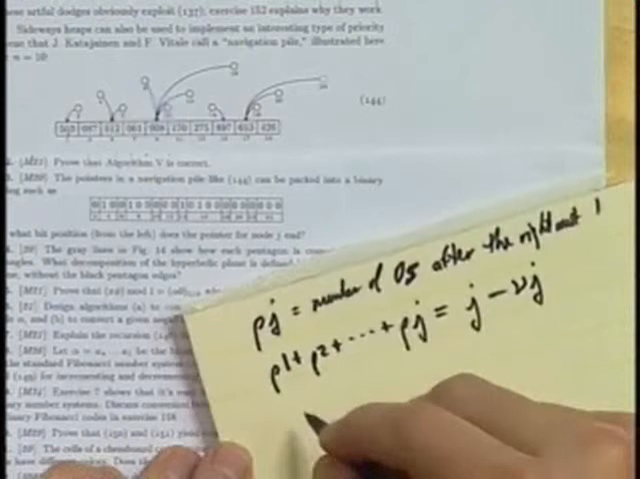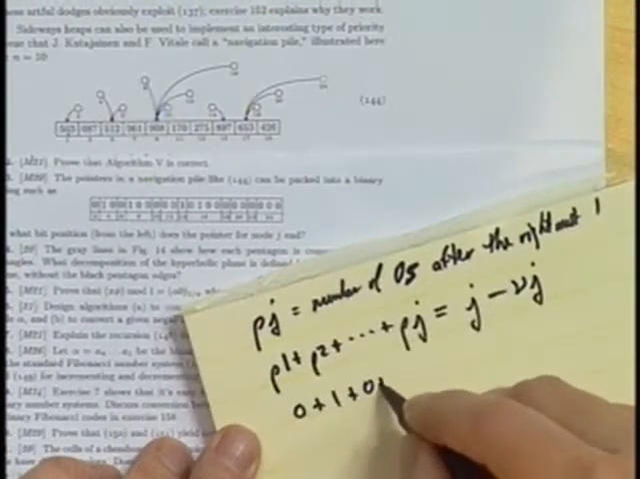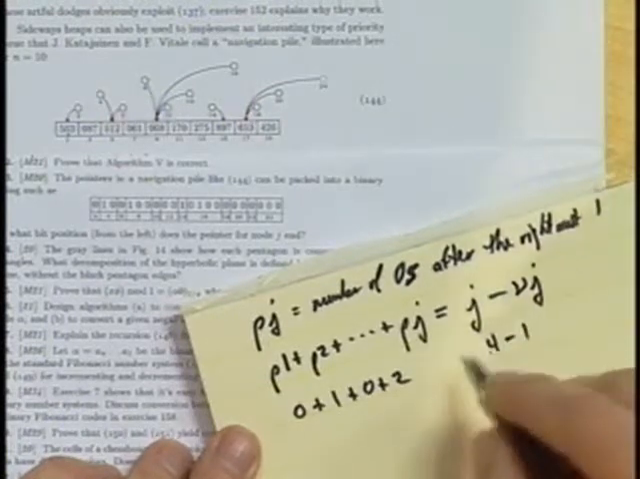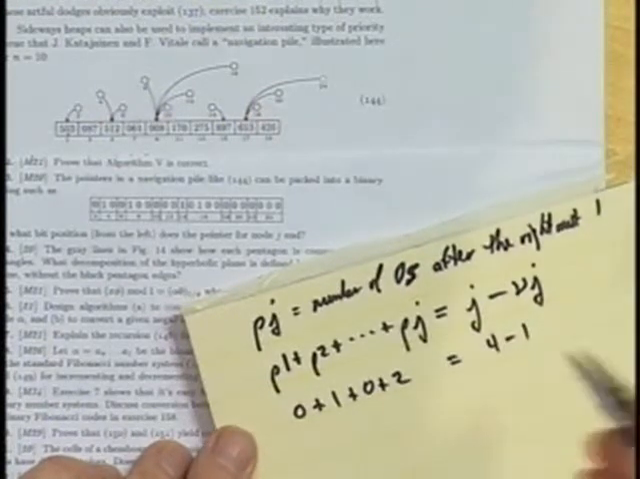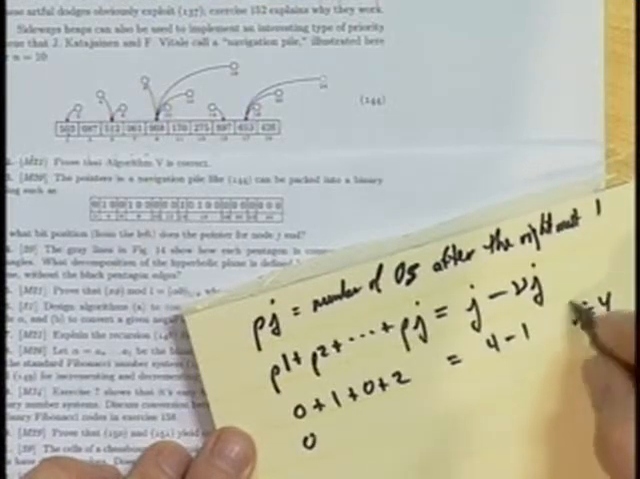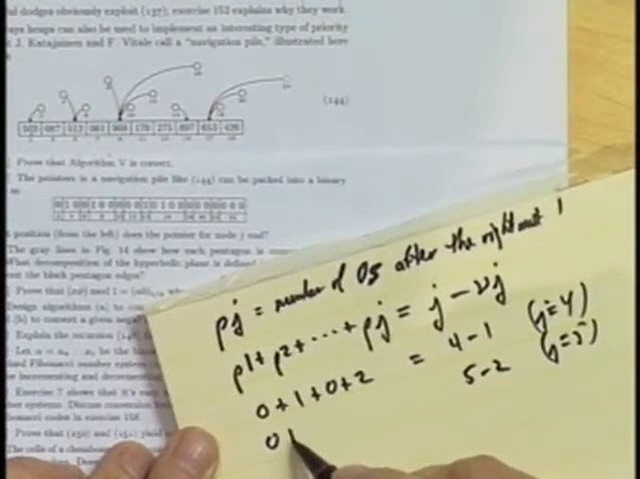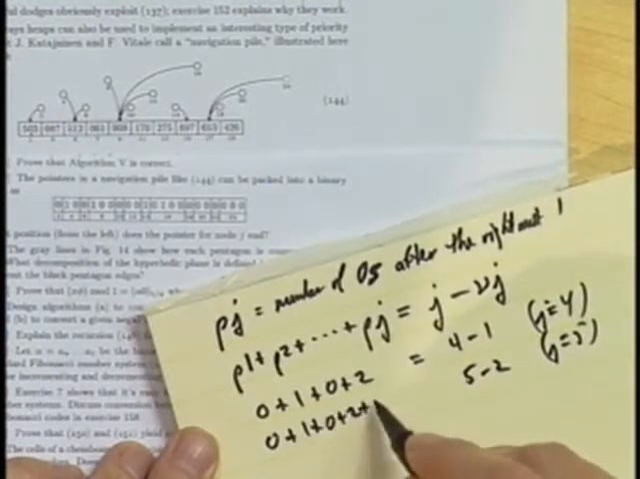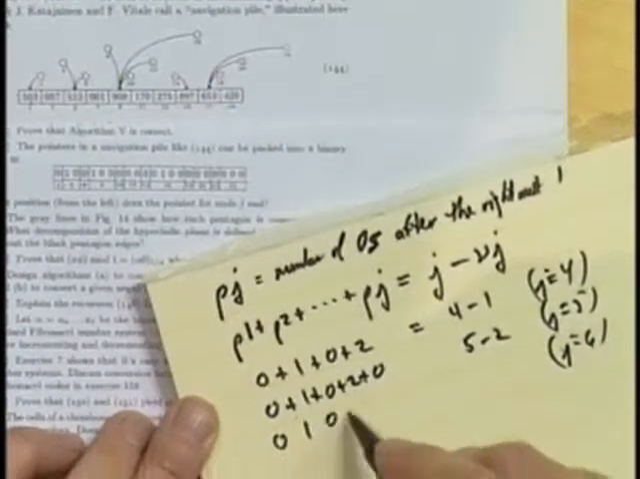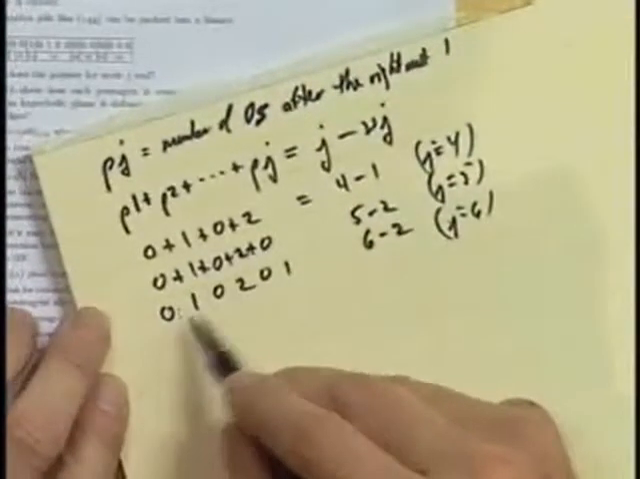For example, row of 1 is 0, row of 2 is 1, row of 3 is 0, row of 4 is 2. Let's take J equal 4. 4 minus 1 is 3. If J equals 5, it has 2 ones, so 5 minus 2 would be 3. If J equals 6 would be the next case: 0, 1, 0, 2, 0, 1, which would be 6 minus 2. The sum of this is 4.